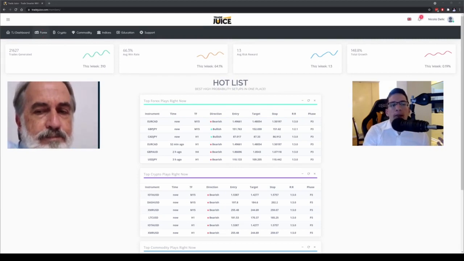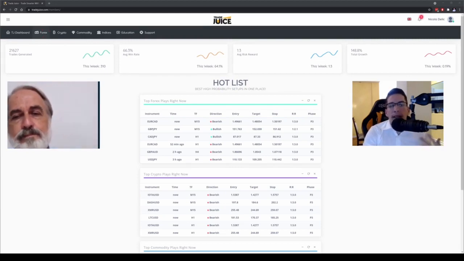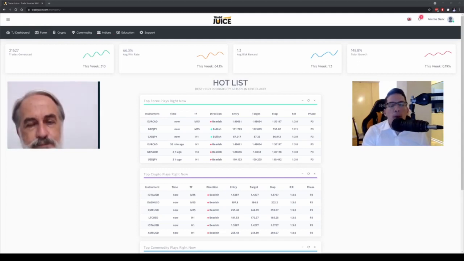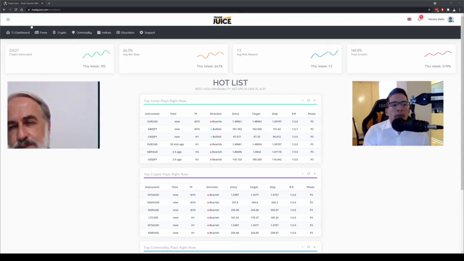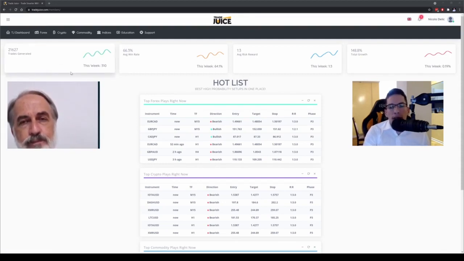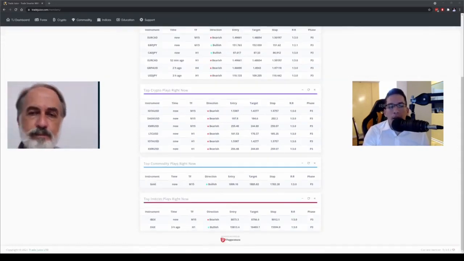So we have 4 different asset groups: Forex, crypto, commodities, and indices. After it, we have the education center, and we have support. Most people that are using Tradeology are mostly on this part. Like, you don't need to have 20 things open just to not miss the trade. Everything that you need to find the trade is right here.